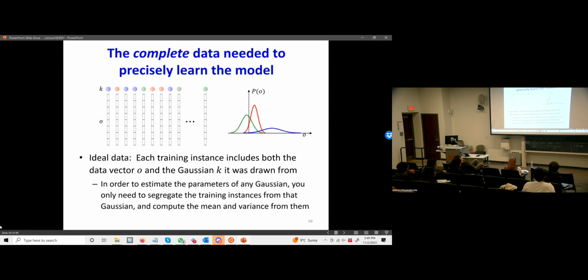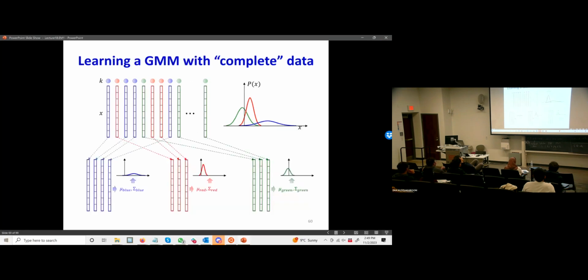And so in order to estimate the parameters of the Gaussian, all I have to do is to segregate all of the data out. These came from the blue Gaussian, these came from the red Gaussian, these came from the green Gaussian. And once I segregate these things out, I can compute the means and variances for the individual Gaussians quite trivially using my standard formula. I can also compute, based on the counts of vectors that came out from each of the Gaussians, the probability of selecting any individual Gaussian. That too works out. Everything just works out.